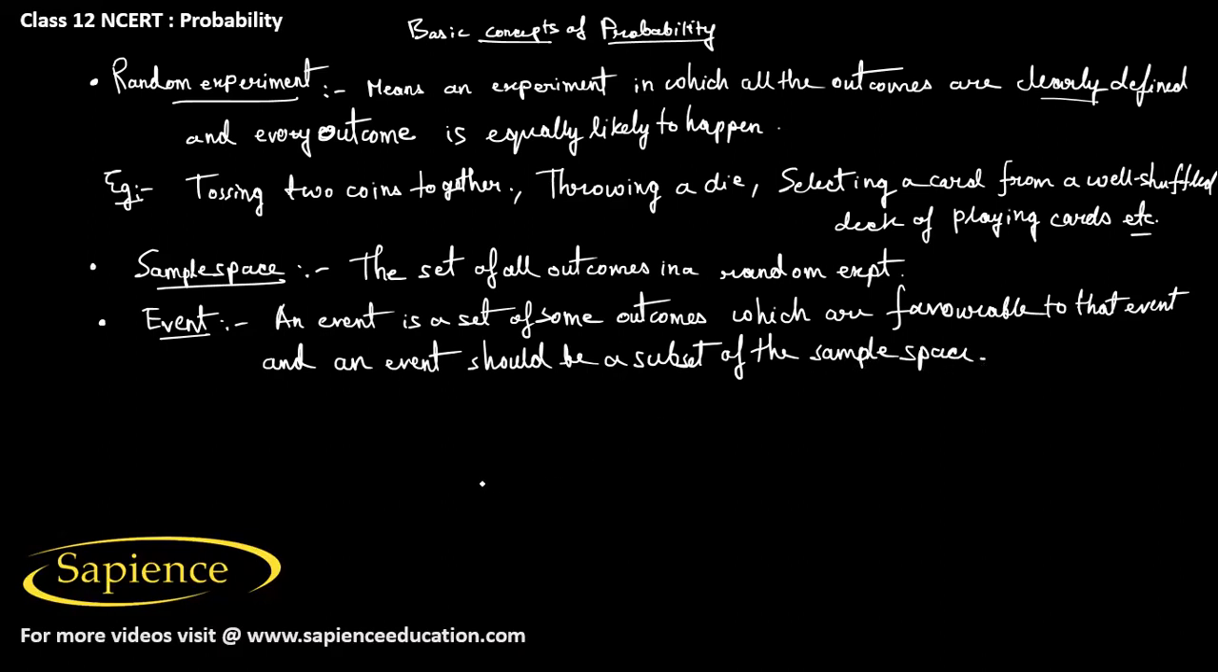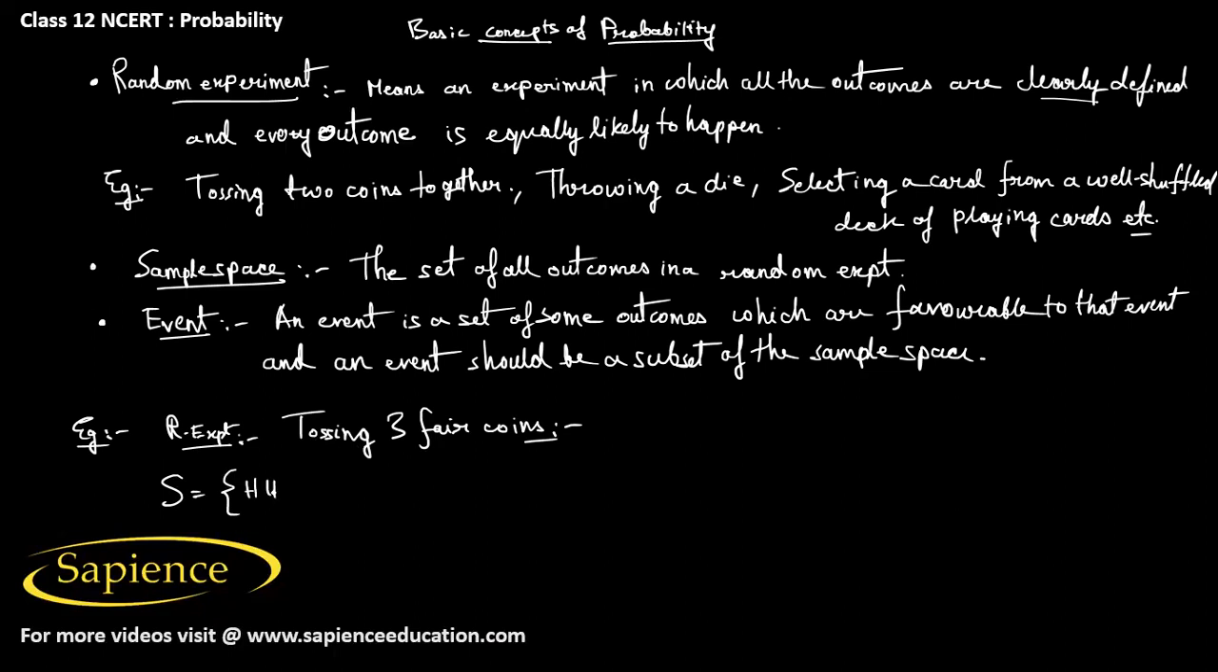So suppose, for example, we have a random experiment, like tossing three fair coins. So it is a random experiment. So what will be the sample space S for this experiment?